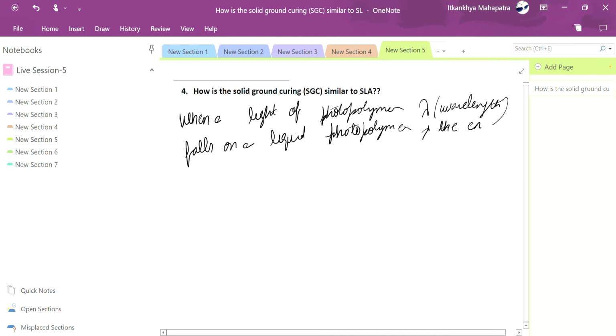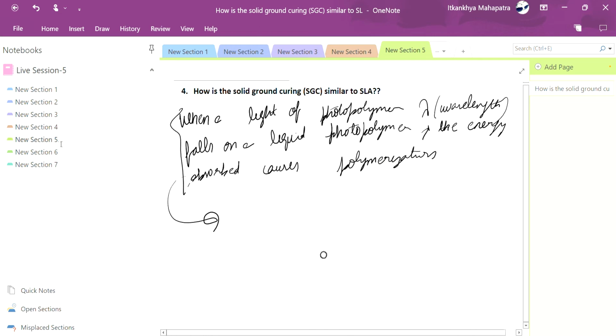The energy absorbed causes polymerization. So this principle is similar to SLA, and this is very important as this is the basic principle. Principle similar to SLA process.